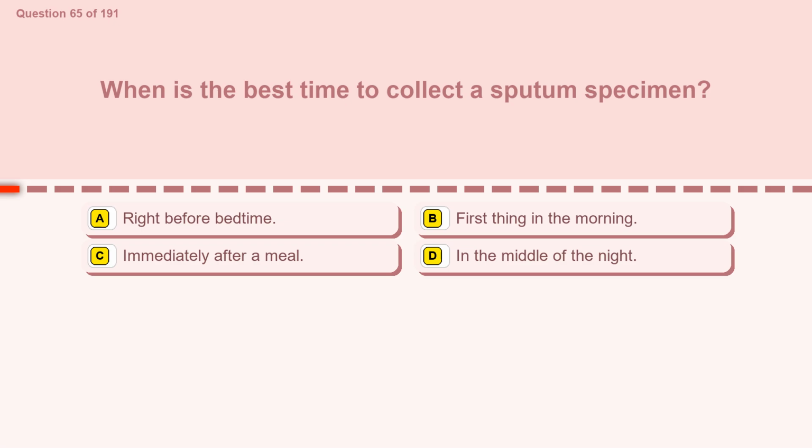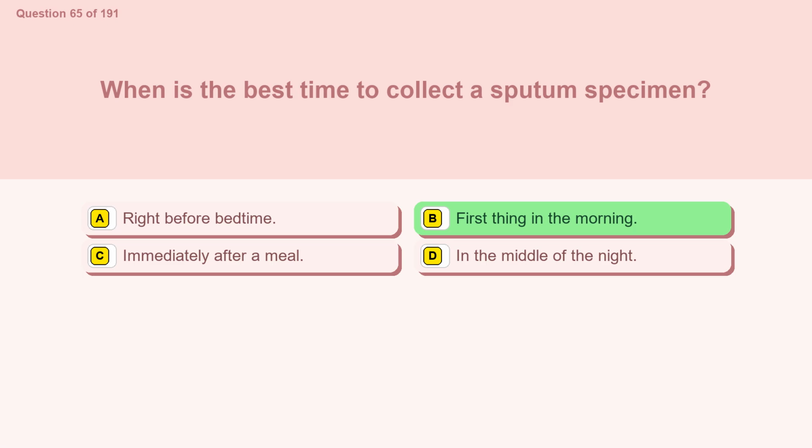Question 65. When is the best time to collect a sputum specimen? Option A. Right before bedtime. Option B. First thing in the morning. Option C. Immediately after a meal. Option D. In the middle of the night.